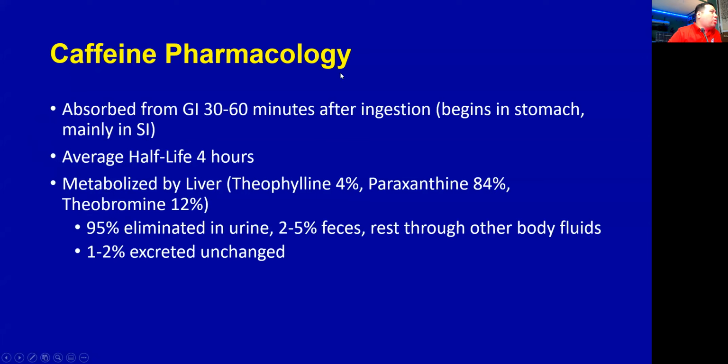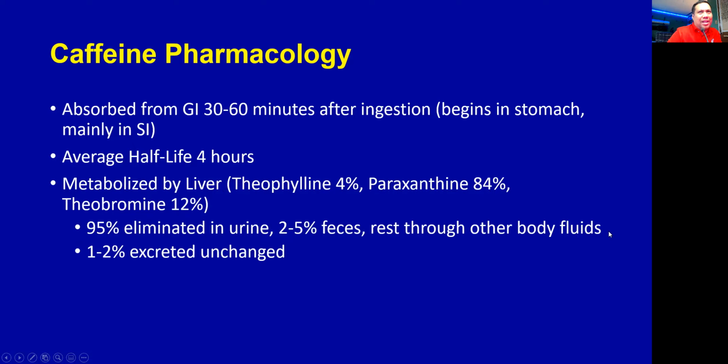Okay? So when we talk about the pharmacology of caffeine, it's absorbed from our GI tract 30 to 60 minutes after ingestion. It begins in the stomach, but most of the absorption happens in the small intestines. The average half-life is 4 hours. It's metabolized by the liver into these metabolites. Most of it turns into paraxanthine, 84%, theobromine, and theophylline, 4%. So 95% of these metabolites are eliminated in the urine, 2.5% in the feces, and the rest in body fluids, including your sweat.